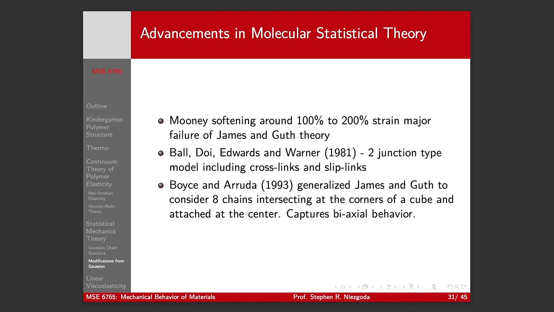In the 80s, Ball, Doi, Edwards, and Warner did a random walk where they considered cross-links and slip links in their system, so that the chain links had certain probabilities of changing lengths.